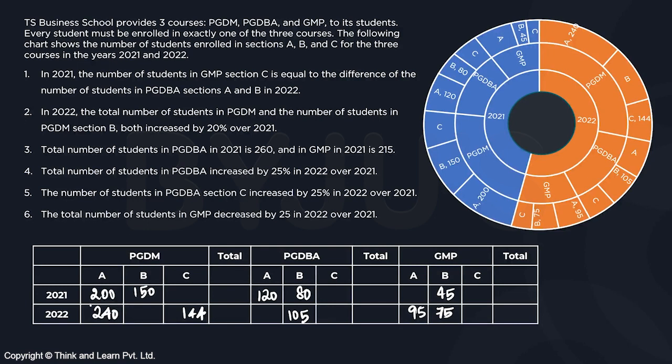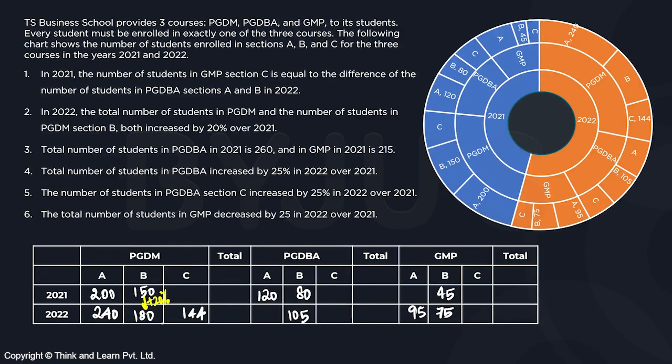In 2022, the total number of students in PGDM and the number of students in PGDM section B both increased by 20% over 2021. We don't know the overall 2021 number, but we can see that section B will increase by 20%. So a 20% increase on 150 is supposed to happen. So 20% increase is required, which means this will result in 180.